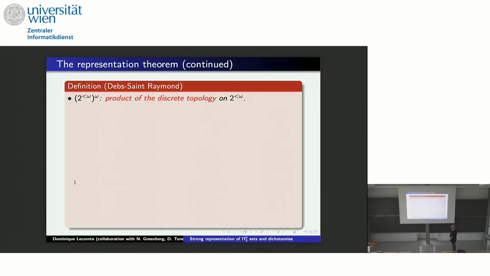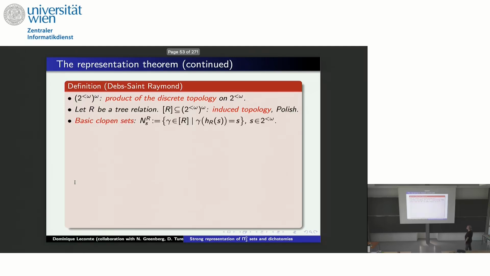Then we put some topology. This set square bracket R is a subset of this set, 2 to the less than omega to the omega. So we take the product of the discrete topology. And since it's a closed set, it's a nice Polish space. The basic open sets are called N_R^S. These are the sets of elements in the square bracket R in which S appears. And if S appears, it has to appear precisely at this position, HR of S.